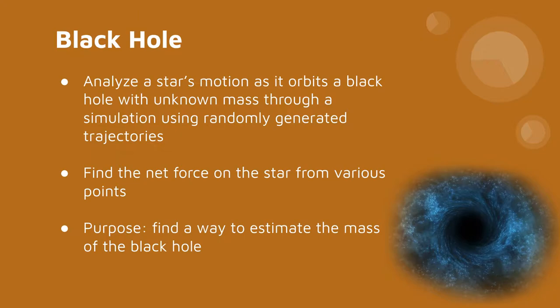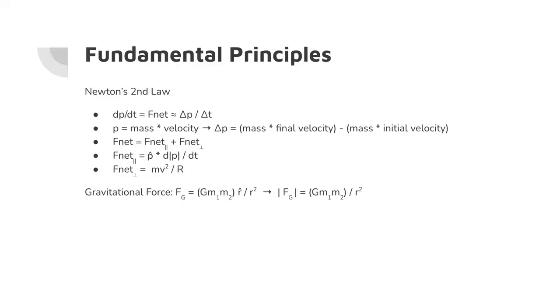In this lab, we create a simulation of a star's motion around a black hole with unknown mass. With randomly generated trajectories and our knowledge of fundamental physics principles, we estimate the net force acting on the star and use that information to determine if we are able to estimate the mass of the black hole. At the end of the lab, an average was taken from resulting data points to make an approximation for the mass of the black hole.